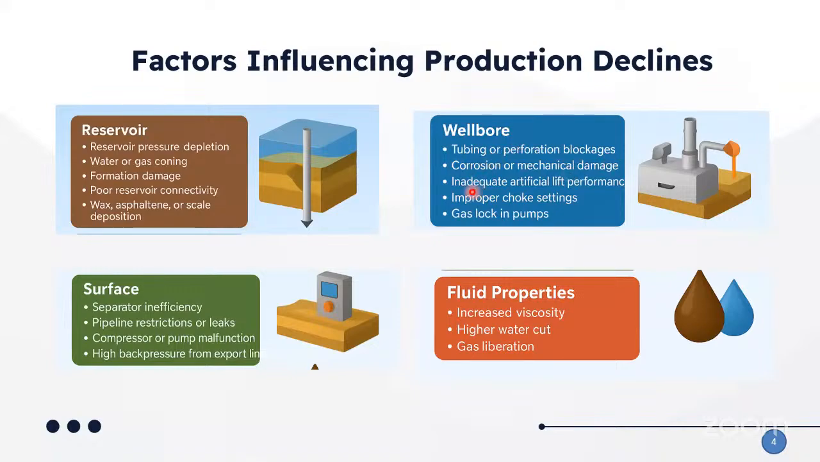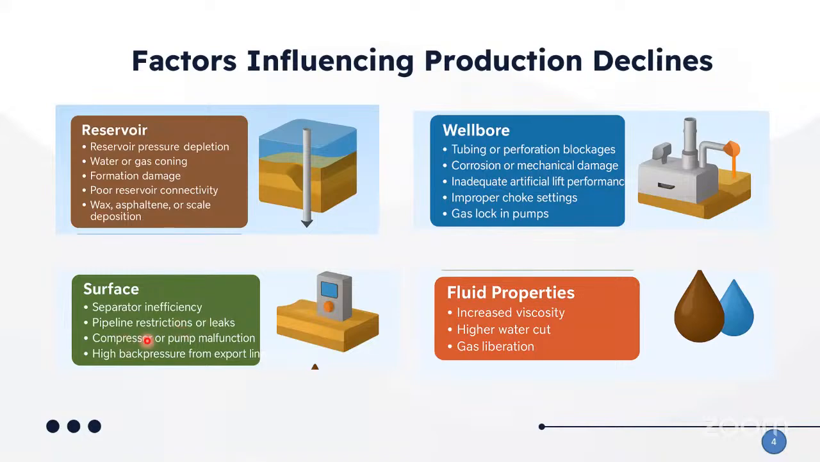Then corrosion or mechanical damage, like mechanical damage can be in the form of scales and all this in your wellbore. Then inadequate artificial lift performance. If you don't have an artificial lift performance plan in place, that can be another way your production can decline. Improper choke settings. Yes, you need to regulate your choke properly for you to have proper production. Then gas locks in the pump.